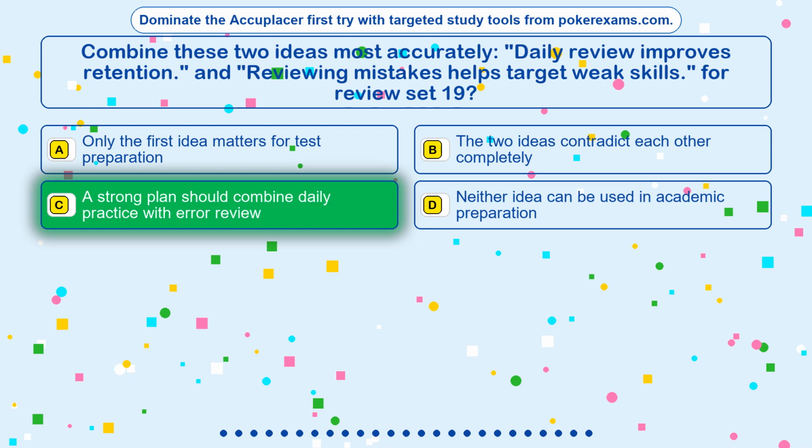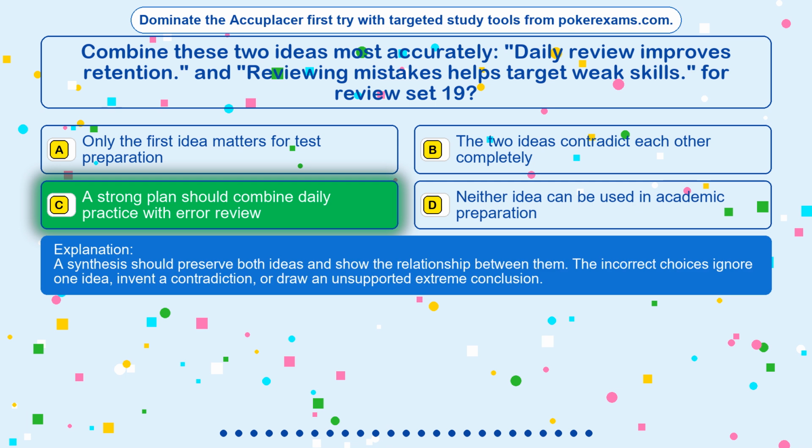The correct answer is option C. A strong plan should combine daily practice with error review. A synthesis should preserve both ideas and show the relationship between them. The incorrect choices ignore one idea, invent a contradiction, or draw an unsupported extreme conclusion.